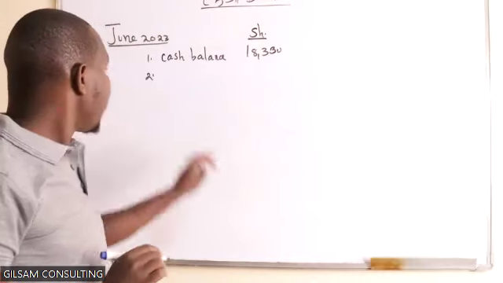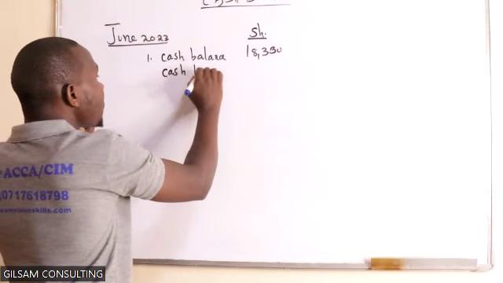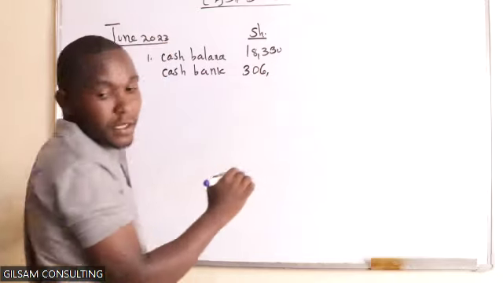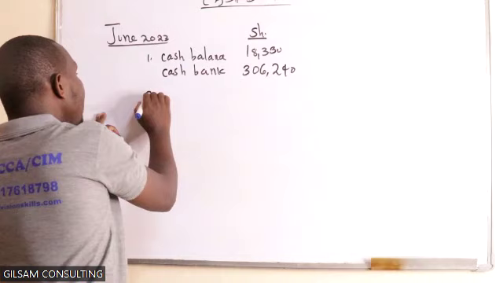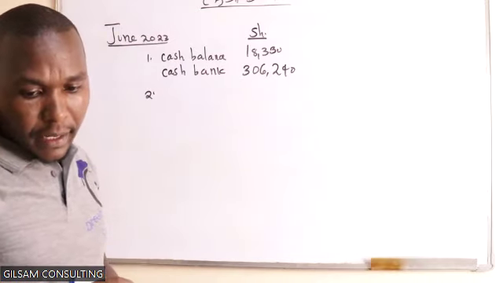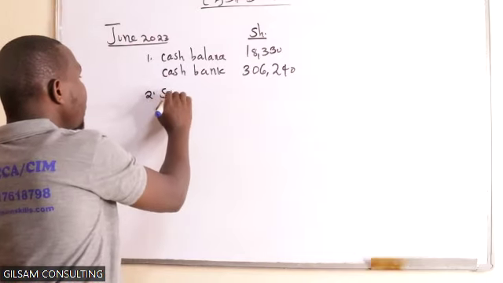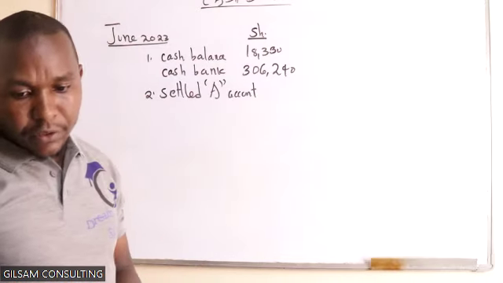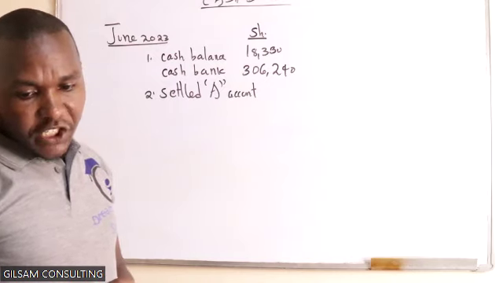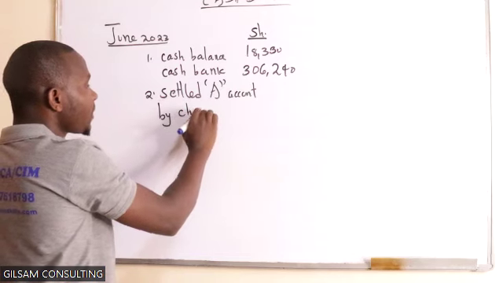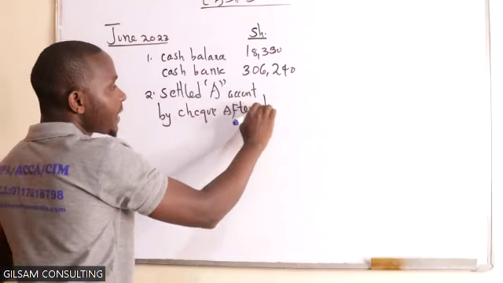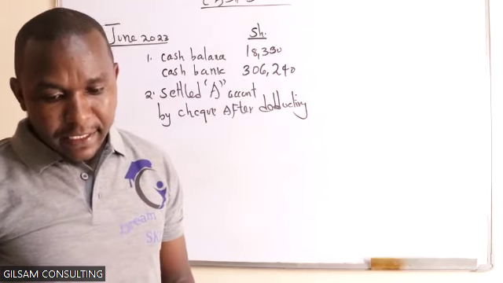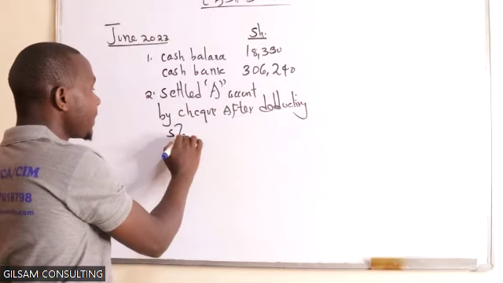Also we have cash at bank on the same date, 306,240. On the second date, we settled Abdullahi's account by check, after deducting a 5% cash discount.